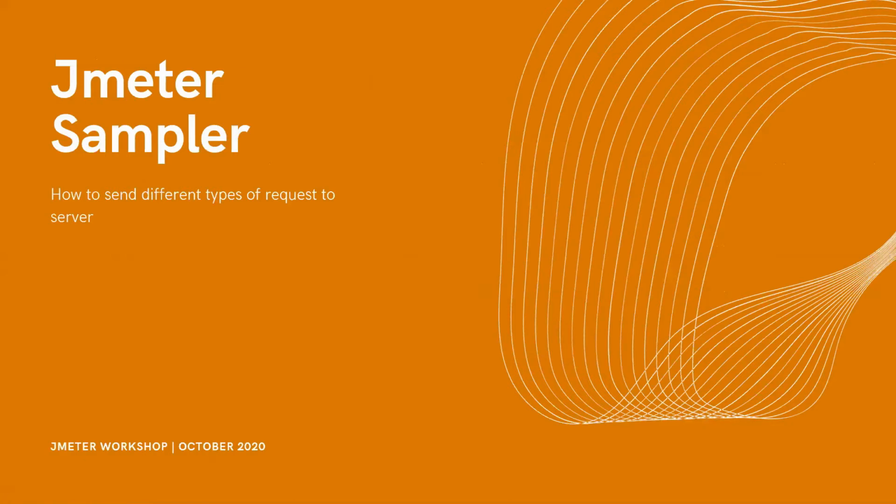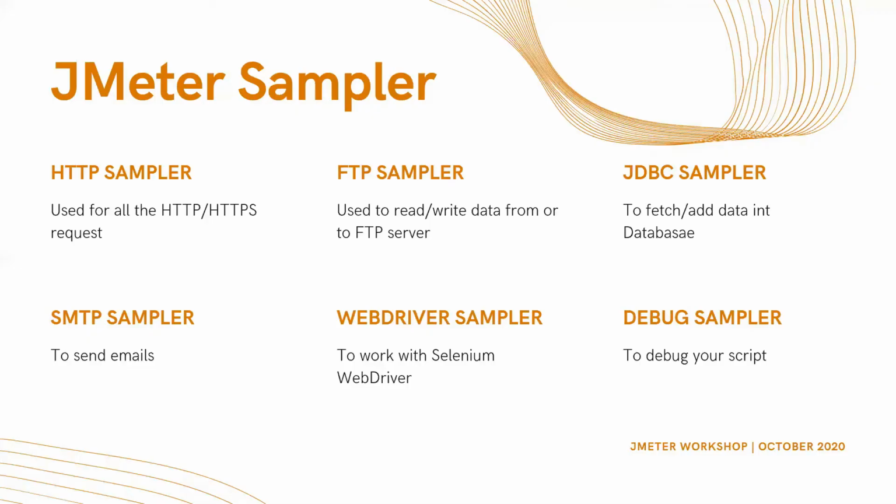So we have created a test plan. We have added a thread group. Now I want to test an HTTP site. I will go with the HTTP sampler. If I want to read some data from a database, I'll go with the JDBC sampler. So there are various types of samplers available in JMeter. We'll take a look at some of the ones that are most required.